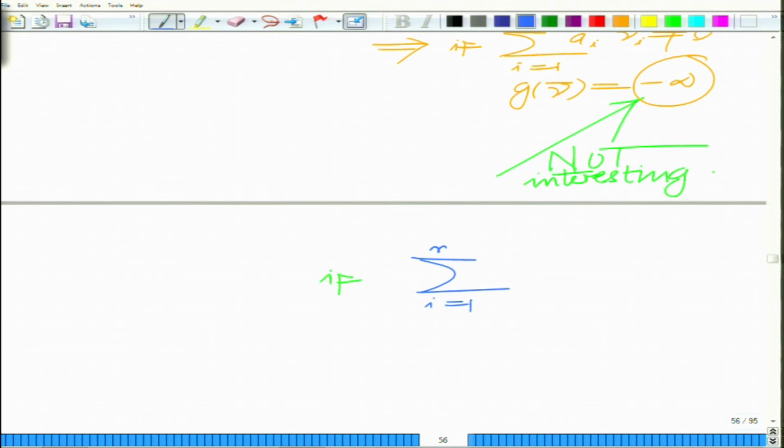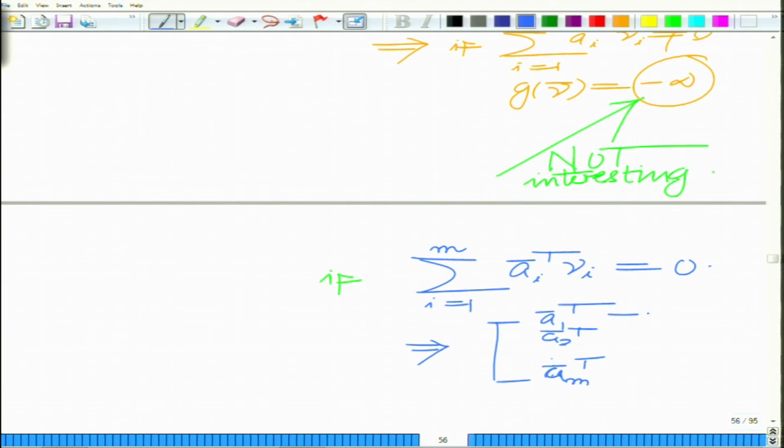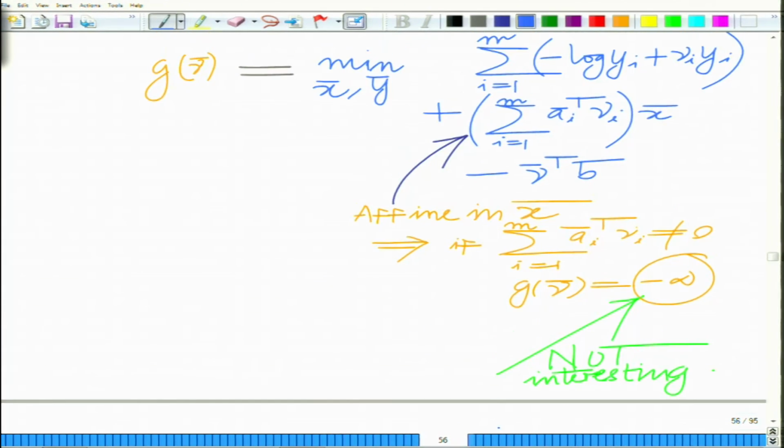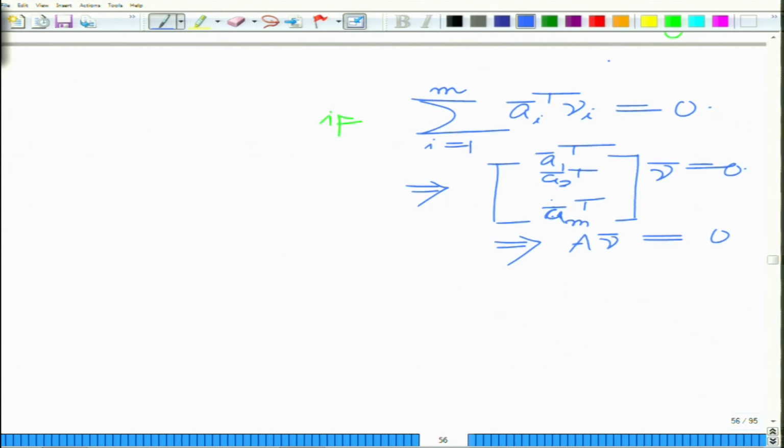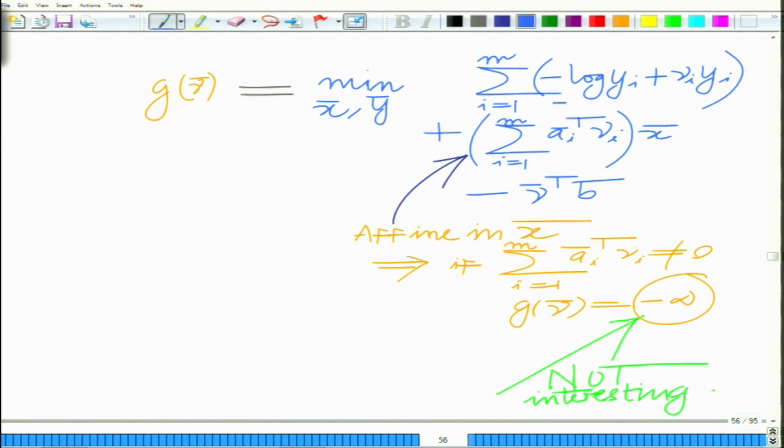On the other hand, if summation i equal to 1 to m of nu_i a_i bar transpose equals 0, this implies a_m bar transpose into nu bar equal to 0, or basically A times nu bar equal to 0. Then of course, this is not an affine function. So we would like to consider this condition, A times nu bar equal to 0, because we still have this other part, minus log y_i plus nu_i y_i.